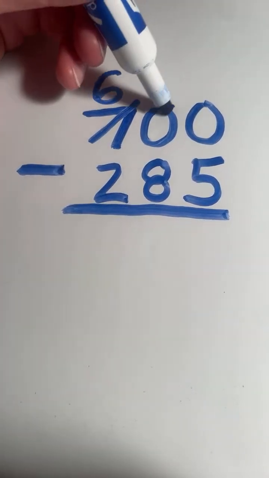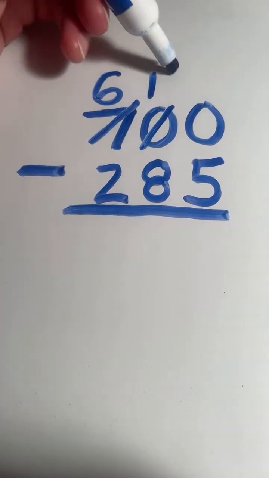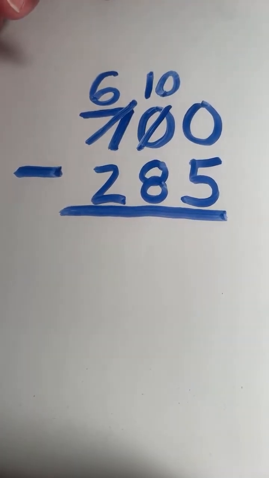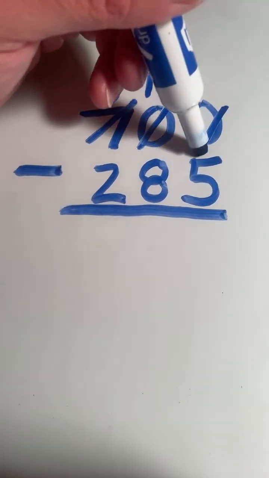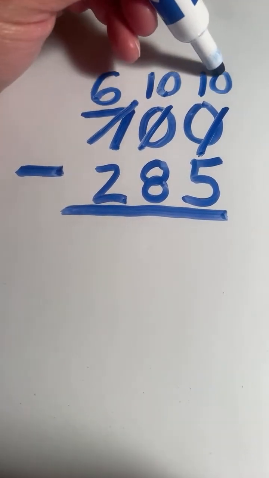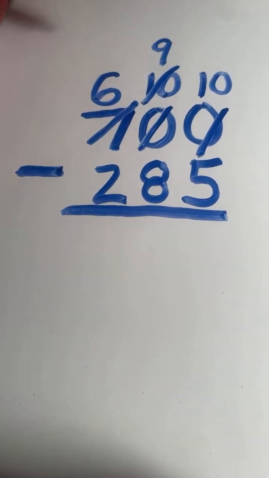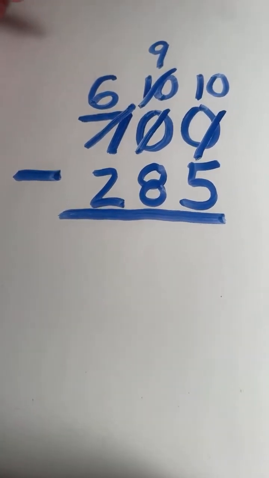So the 7 becomes a 6, the 0 becomes a 10. Now in the ones place, we also need to regroup. So that 0 is going to become a 10, and then we're taking away 1 from the tens place. So that 10 is going to become a 9. And now we are ready to subtract.